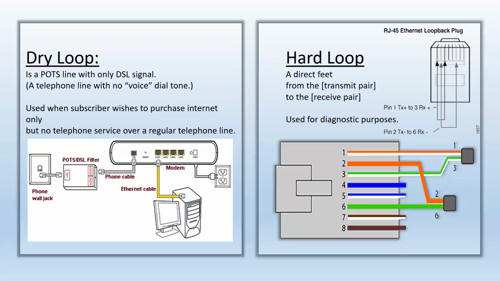Okay, here's the difference between a dry loop and a hard loop. A dry loop is a POTS line with only DSL signal, which I just explained. All right, and here's another visual on how to connect that. Here's a phone jack, or right at the demarcation point, you can connect that POTS filter into the line, and here's the signal that goes to the modem. And if you have a phone, and you're still paying for the phone line, you can connect that out of that, and you don't need those individual POTS filters for individual jacks.